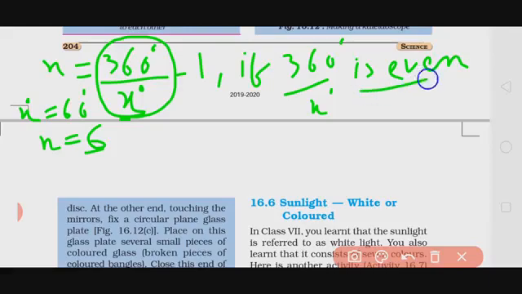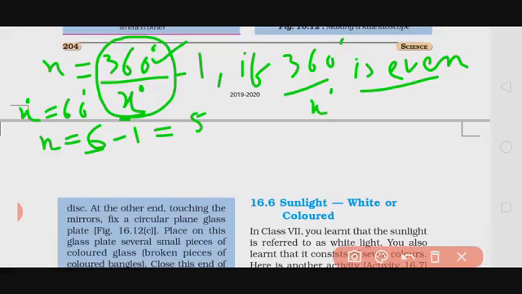If 360 divided by x degrees is even, you have to subtract 1, so you get N equal to 5. So when the angle is 60 degrees, you will get the number of images equal to 5.